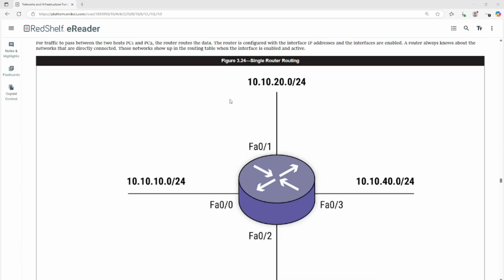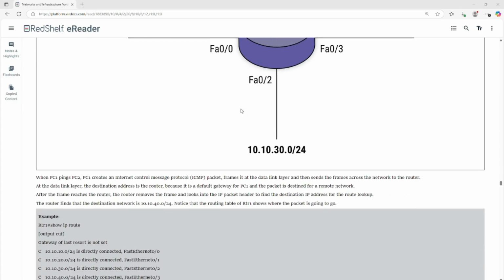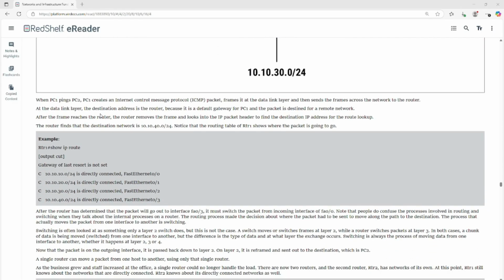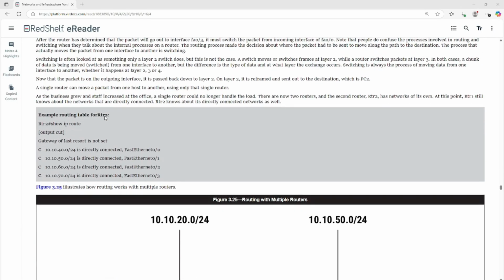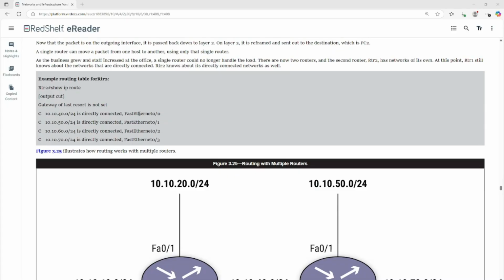You can just read this for a better understanding of how a single router is set up to pass traffic between two hosts. You can read this for better understanding of how routing occurs. You can go ahead and read it.